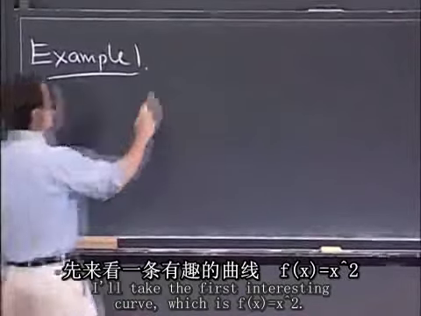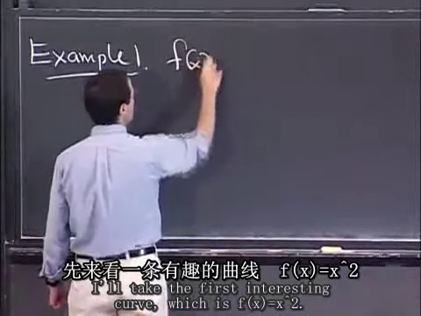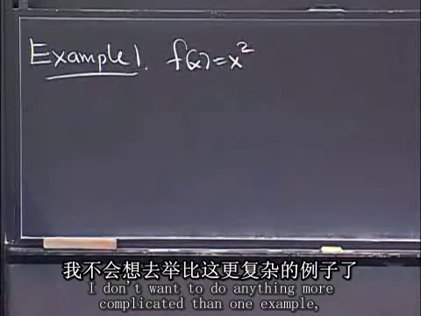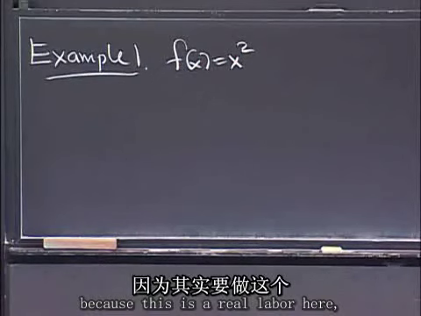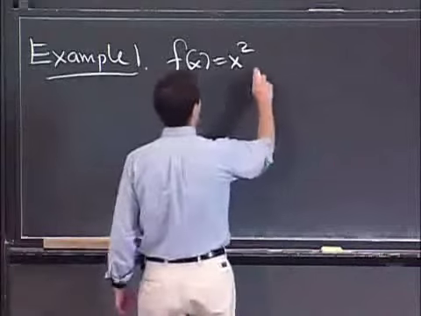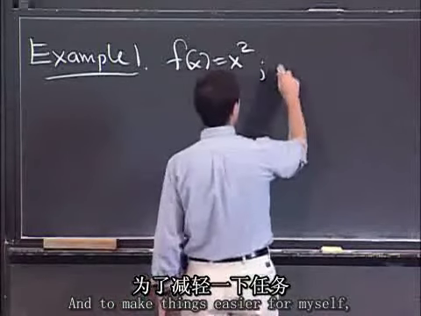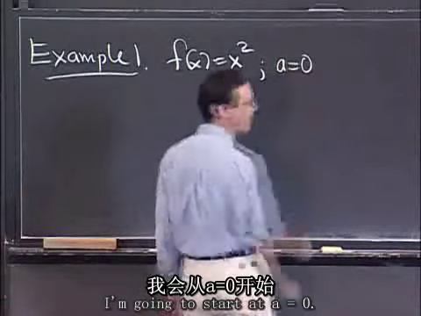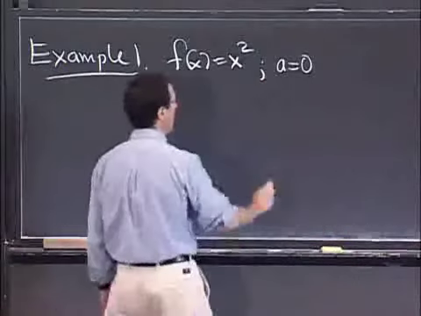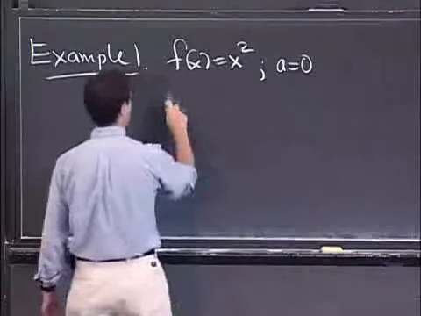I'll take the first interesting curve, which is f of x is equal to x squared. I don't want to do anything more complicated than one example, because this is a real labor here, what we're going to go through. And to make things easier for myself, I'm going to start at a equals 0. But in order to see what the pattern is, I'm going to allow b to be arbitrary.